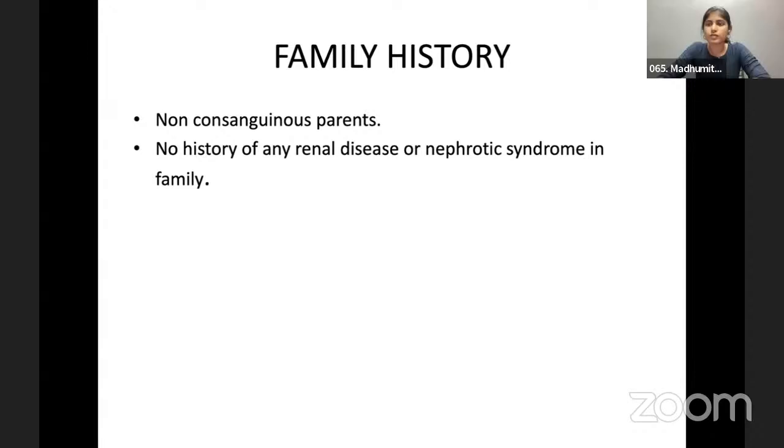Finnish type. You read about the Finnish type. Finnish type, Denys-Drash, and Frasier, Lowe. They are the other few commonest causes of congenital nephrotic syndrome.